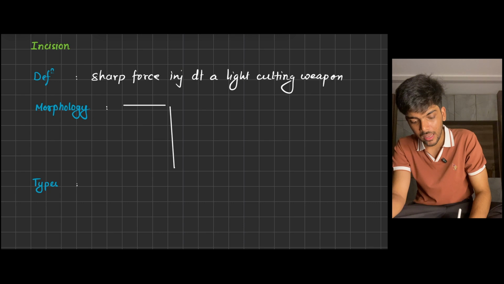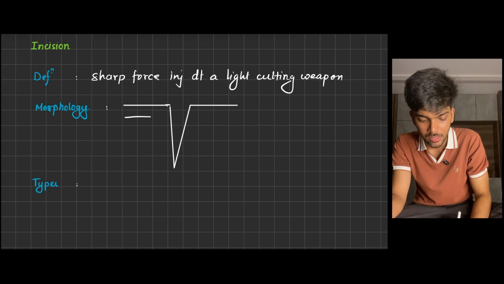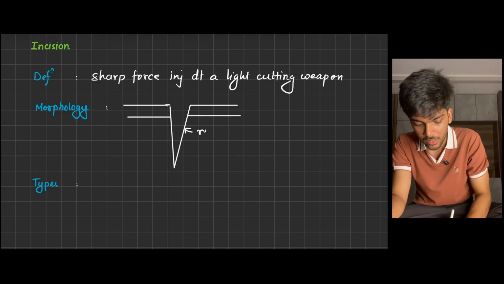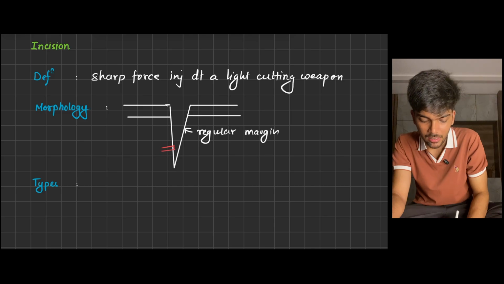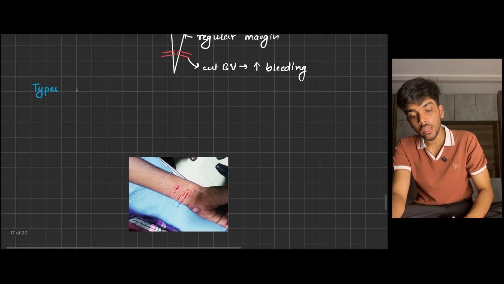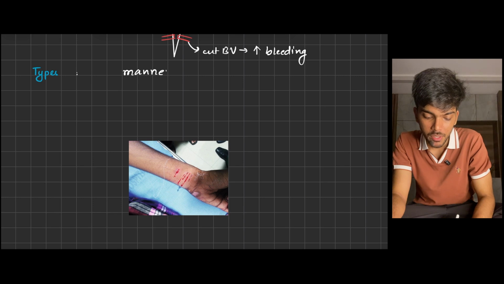unlike laceration which has irregular margin, incision has a regular margin. And the blood vessel, instead of being crushed like in case of laceration, is cut. Since the blood vessel is cut, there is more bleeding because the blood has more space to gush out. As for types, the types are on the basis of manner of incision.